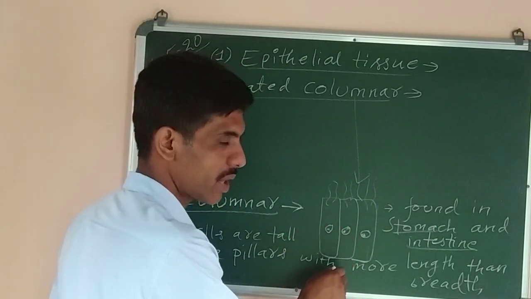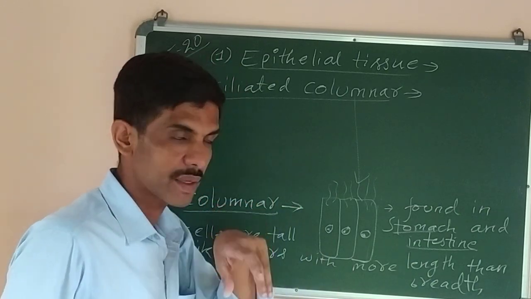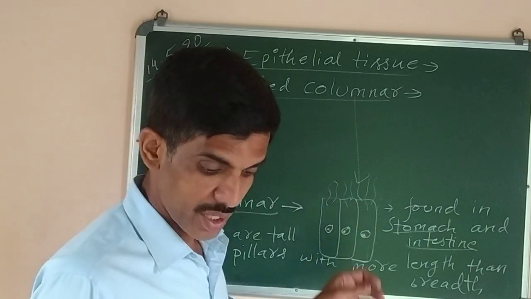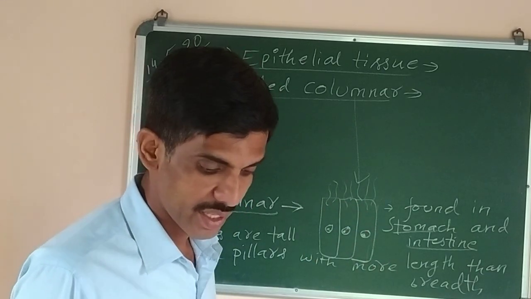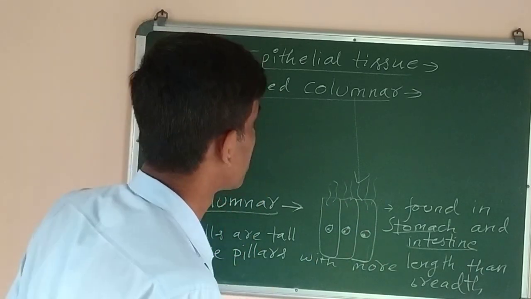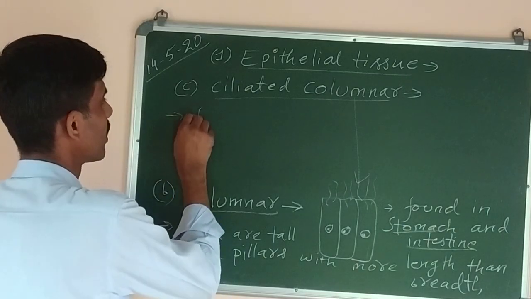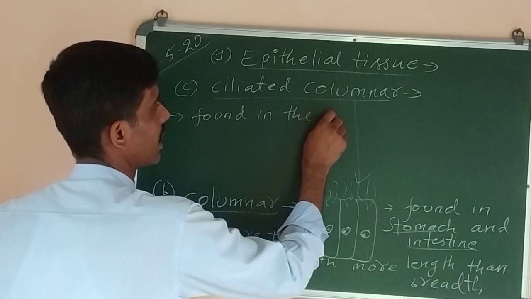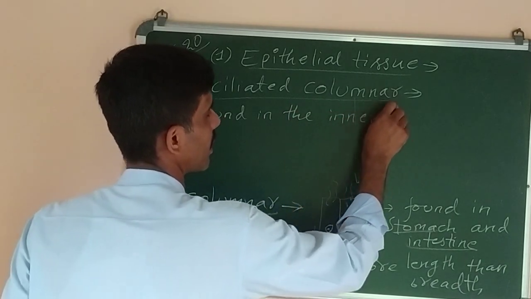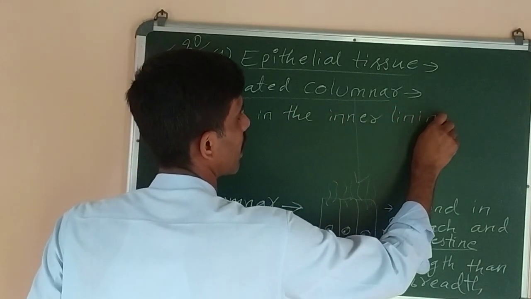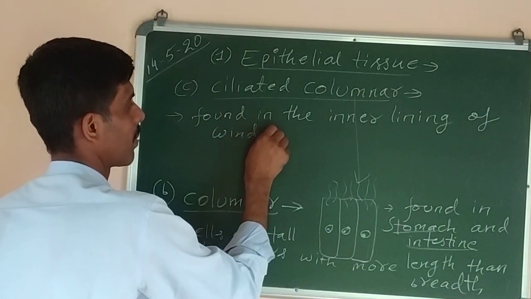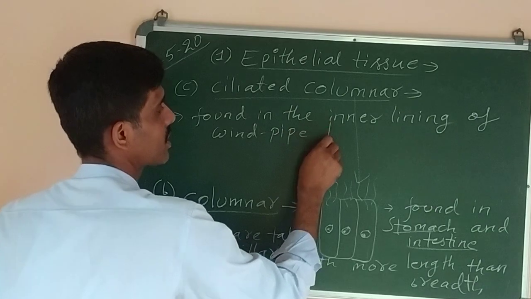And the nucleus are also arranged in different manners. So now, what is the function of ciliated columnar epithelial tissue? It is present in the inner lining of the windpipe. So where it is found? Found in the inner lining of windpipe. Windpipe, you know, is also known as trachea.